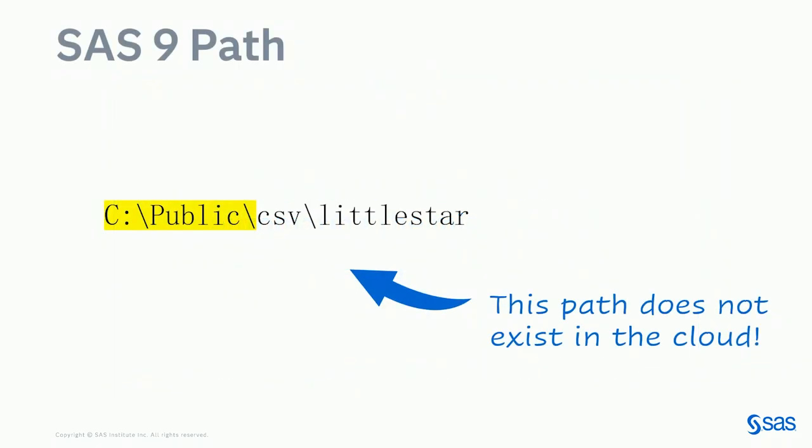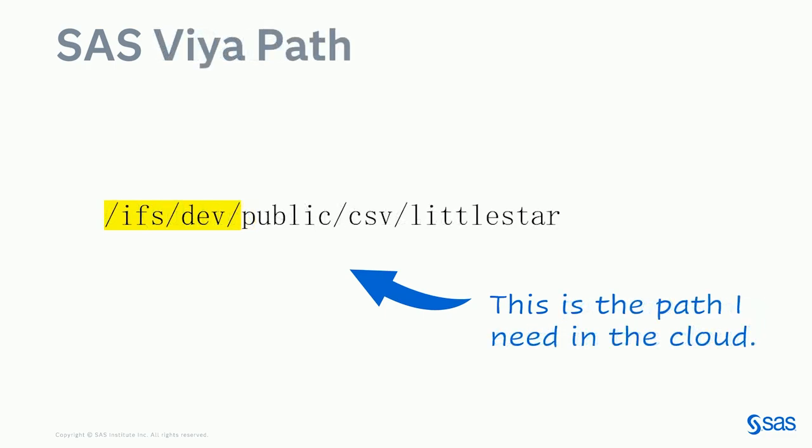Here is a very typical Windows path. C:public, CSV little star. Little star is a little star schema, but importantly to note, it's in my public directory on my PC. When I move to the cloud, my cloud administrator has come to me and says, guess what? This is the new path for little star. We're going to need to change every single C:public CSV little star reference to use our new path. How do we do that?